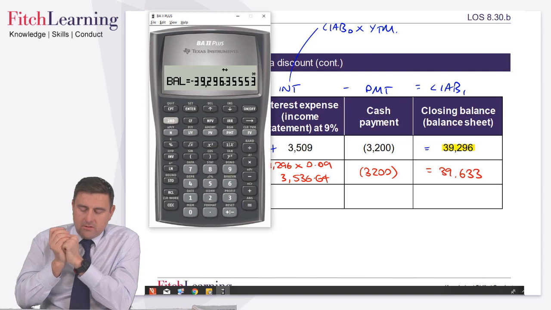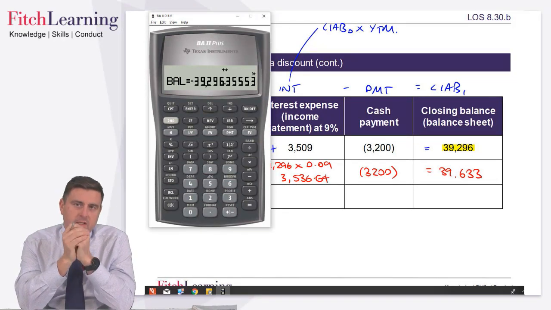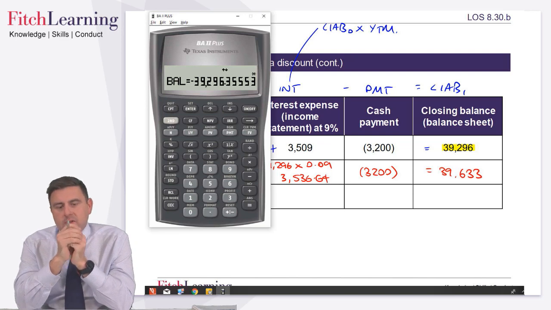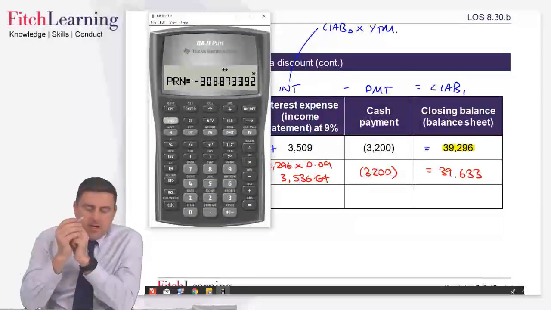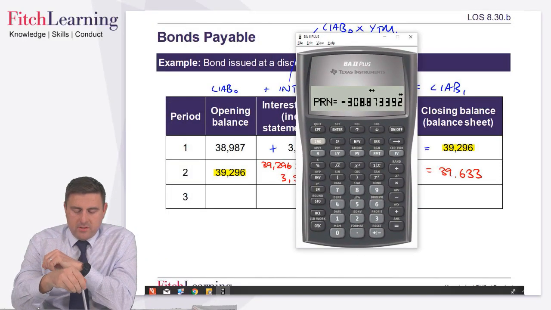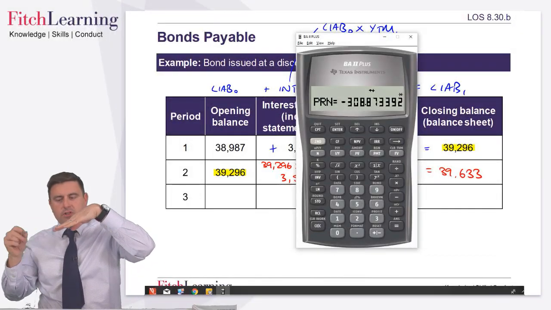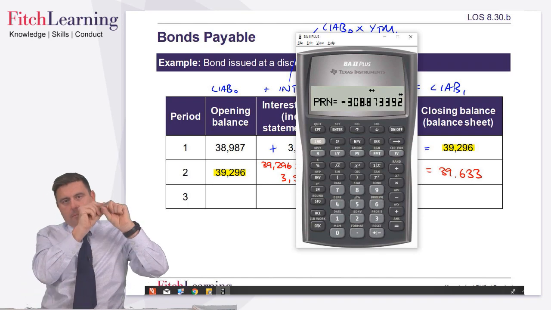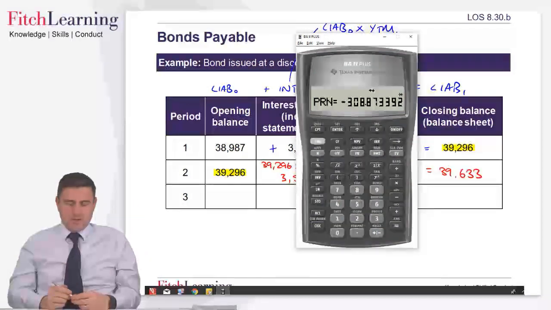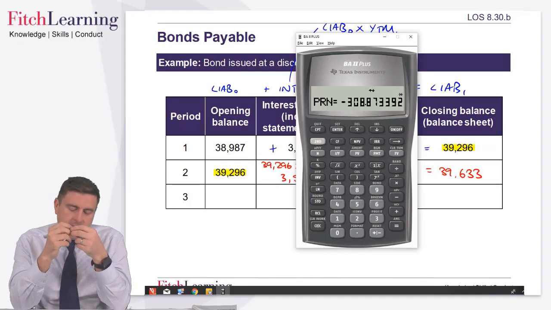If I then scroll down, you see balance 39,296 is the number that you see there highlighted in yellow. That's the balance at the end of year one. If I go down, the PRN, about 309, if you looked at the difference between 38,987 and 39,296, the change in the liability is the idea that because it was issued at a discount, then it's going to go up closer towards the nominal value by an amount which is 309 for the first year.